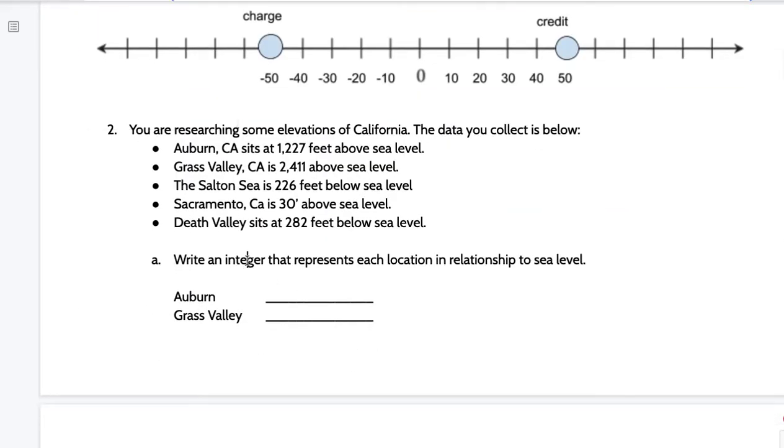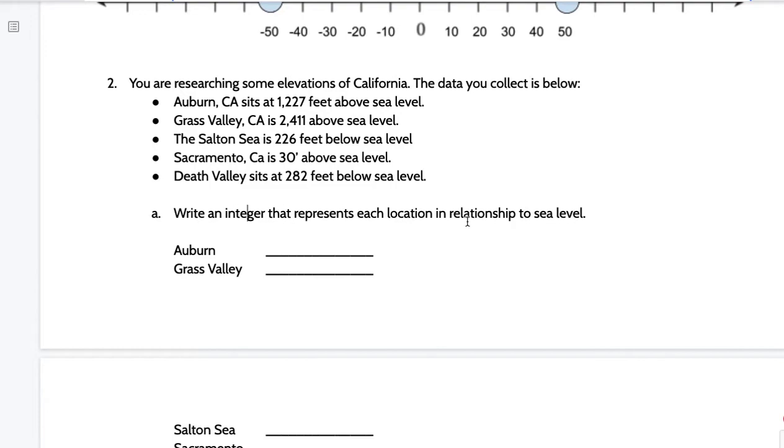So, you're researching some elevations in California. The data collected is below. Write an integer that represents each. Remember what an integer is: a positive or a negative number. These are all above or below sea level. Auburn is above sea level, so this would be just 1,227. This one's also above, so it's going to be the same.